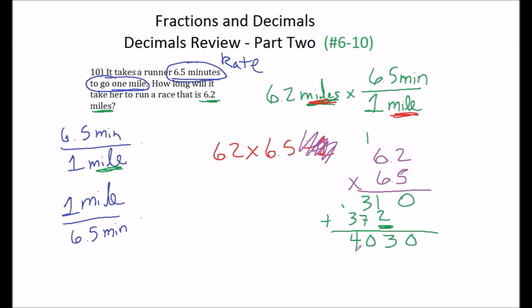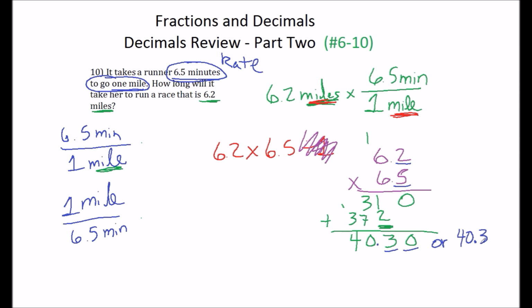So the only thing I have to do now to finish this is to count up the digits to the right of the decimal point. So here I've got 1 digit to the right and a second digit. 2 digits total to the right. So in my answer I want 1, 2, and there goes my decimal point. Okay. So we get 40.30, or an easier way to write this would just be 40.3. We do not need the 0 in the hundredths place. It's okay to have it, but it's not needed.